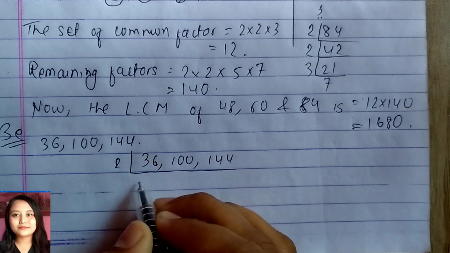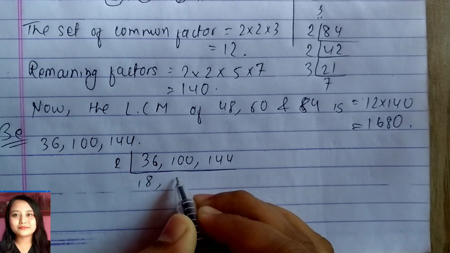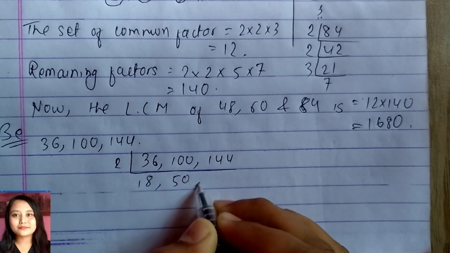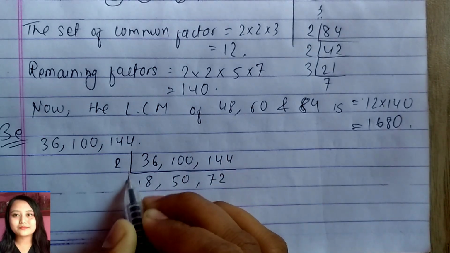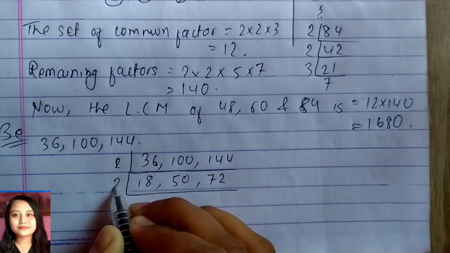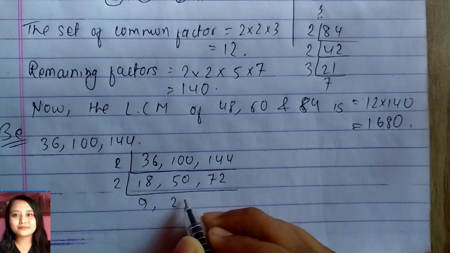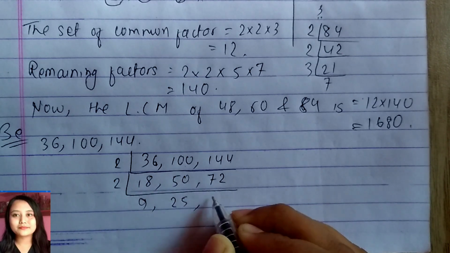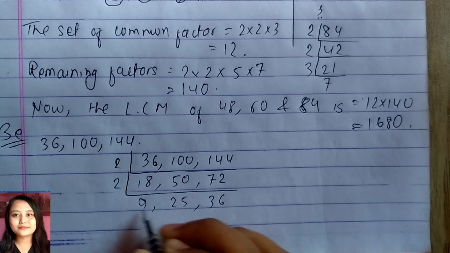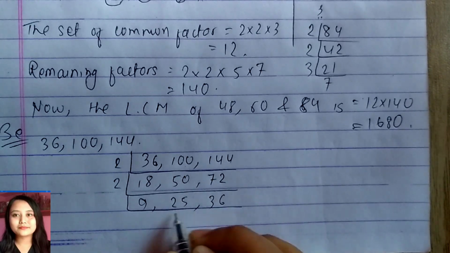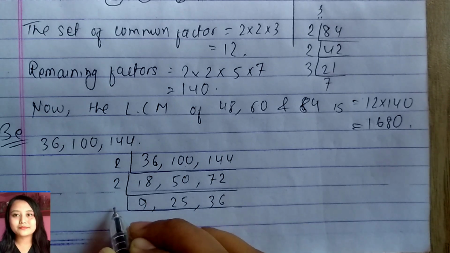2 1s are 2, 2 8s are 16, 2 18s are 36, and 2 5s are 10, 0s are 0, 50, 2 7s are 14, 2 2s are 4. Okay, again this can be divided by 2. 2 9s are 18, 2 2s are 4 and 2 5s are 10, 2 3s are 6 and 2 6s are 12. So now here it cannot be divided by 2, so we'll be shifting to 3.